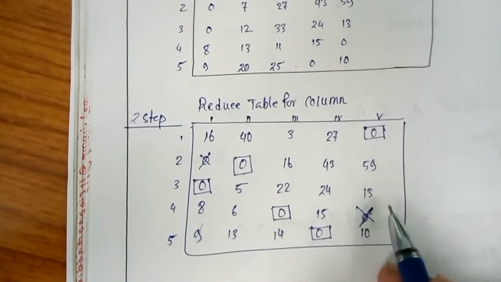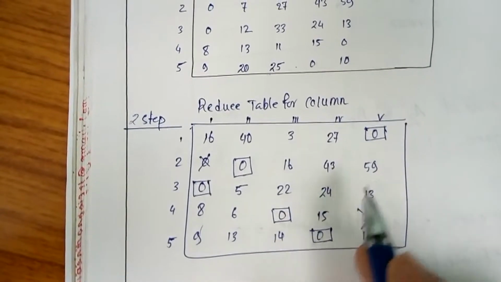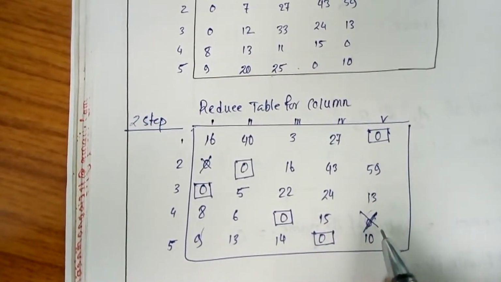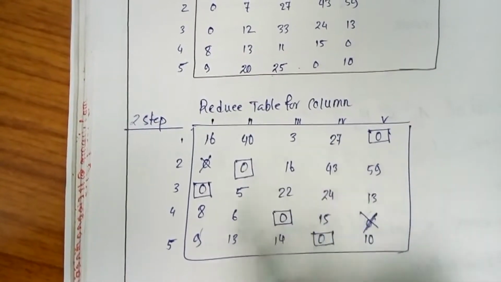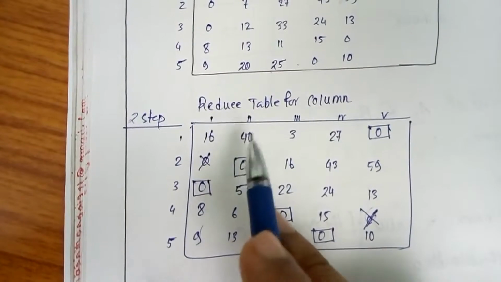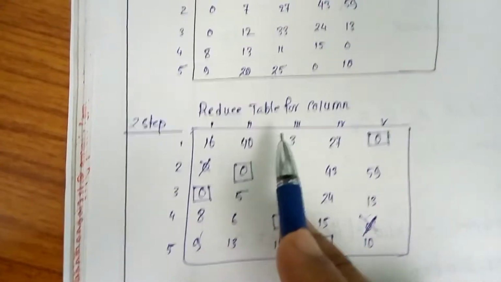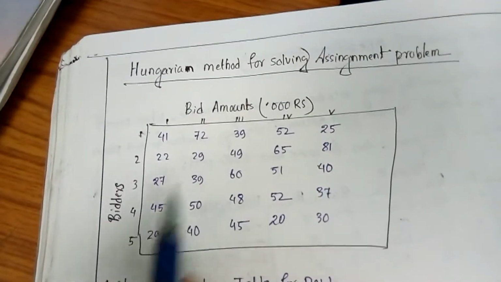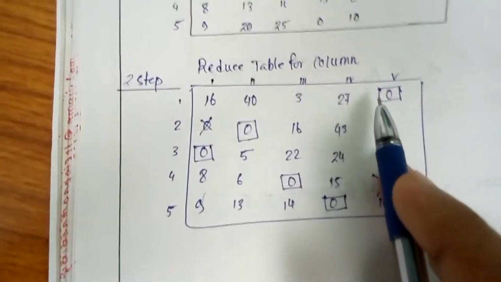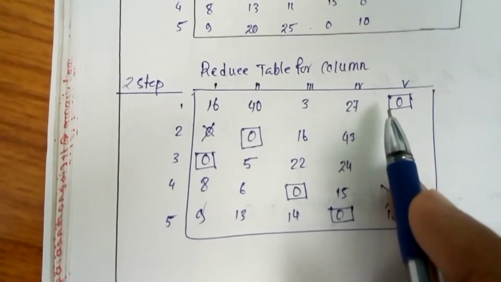Now, is there a 0 in the fourth column? No. Is there a 0 in the fifth column? No. Is any 0 left? No. The number of allocations is 1, 2, 3, 4, 5. So we have 5 periods, and there are exactly 5 allocations, so it is our optimal solution.